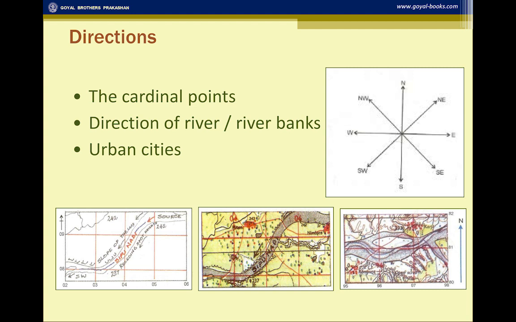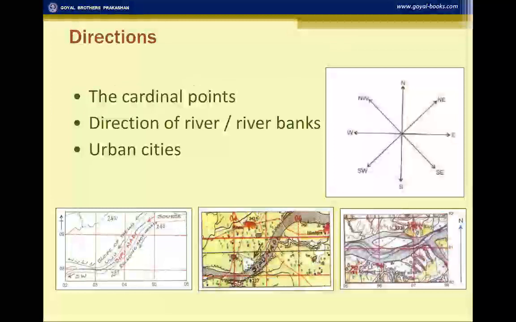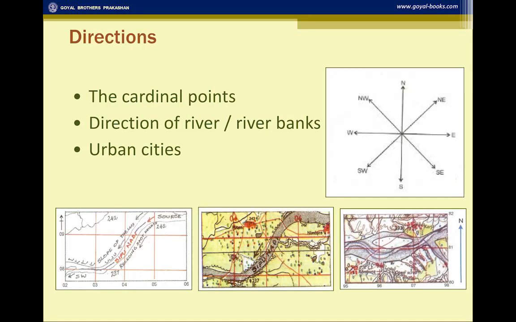Now we come to the directions. Directions are a very important component of survey sheets. Any study that is done on the survey sheet is done with the help of directions. The 4 cardinal points you are aware of are north, south, west and east. In between, you can see northeast, southwest, northwest and southeast. So we study all the 8 cardinal points for measuring distances, finding direction, and the direction of the flow of the river. The direction of the flow of the river is always maintained by the direction given here.